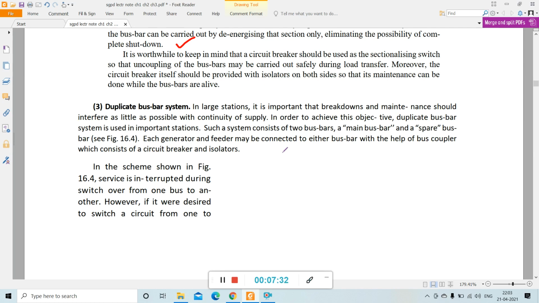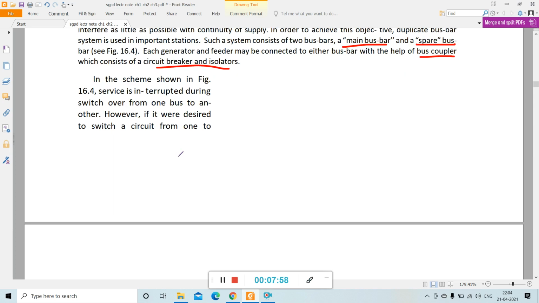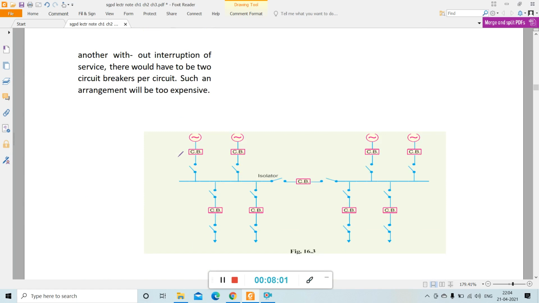Okay, such a system consists of two bus bars, that is, as I told you, the main bus bar and the spare bus bar. Each generator and feeder may be connected to either bus bar with the help of the bus coupler, which consists of a circuit breaker and isolator. During switchover from one bus to the other, if it were desired to switch a circuit without interruption of service, there would have to be two circuit breakers per circuit. Such an arrangement will be too expensive.